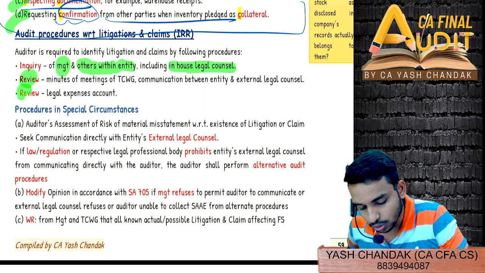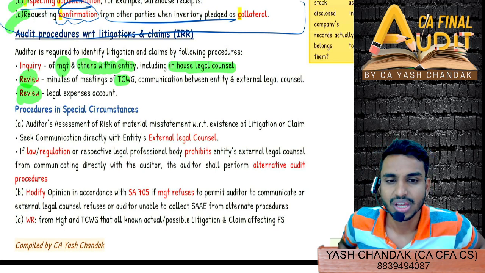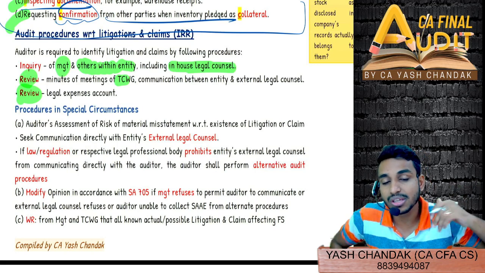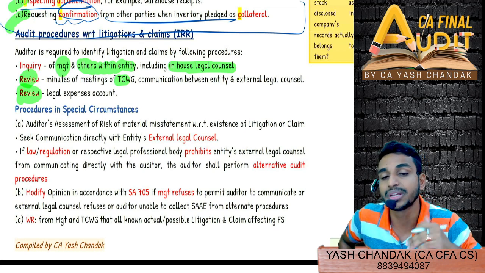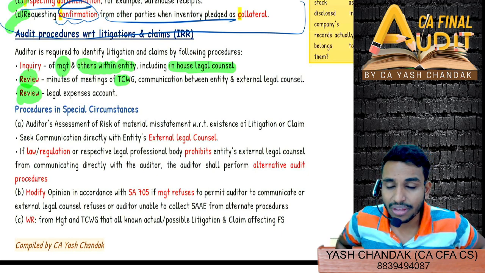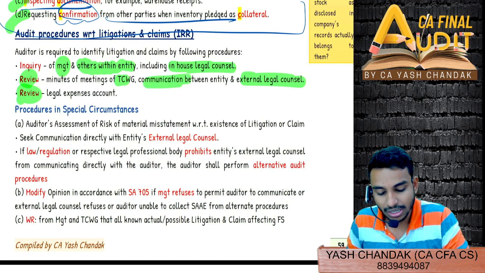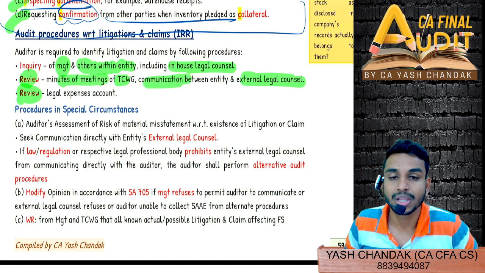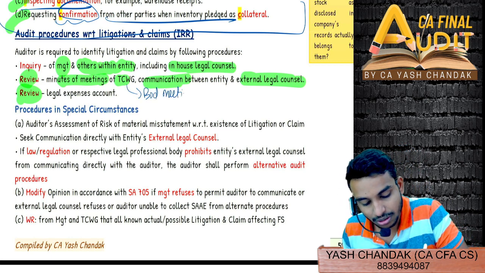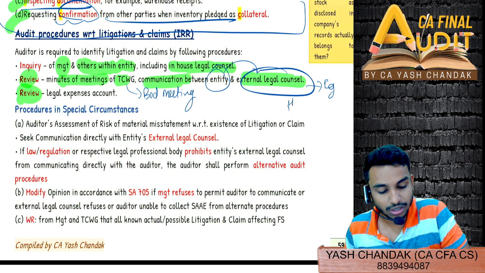Now review. You can review two things. Review the minutes of the meetings of TCWG, and any communication between TCWG and shareholders, because TCWG will have to communicate to the shareholders that this case is pending in court. If the result comes in our favor, then this can happen. If the result doesn't come in our favor, then we might be facing a going concern issue. So TCWG will have to communicate, and you review the communication between the entity and external legal counsel. Minutes of TCWG means, for example, BOD meetings, and communication between the entity and external legal counsel, for example, the High Court advocate.